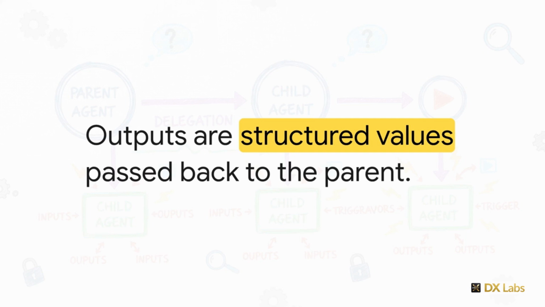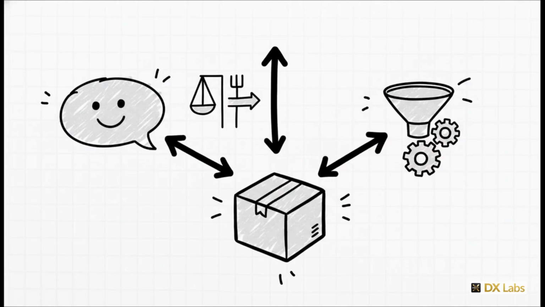Once the parent gets its hands on those structured outputs, it typically uses them in 3 primary ways: crafting the very next user response, evaluating logic conditions, or feeding subsequent child agents.